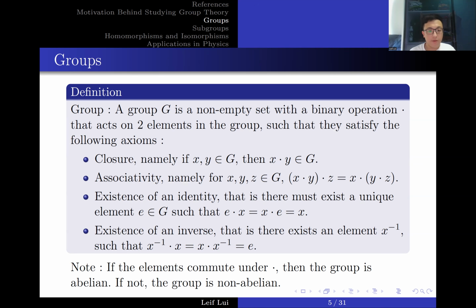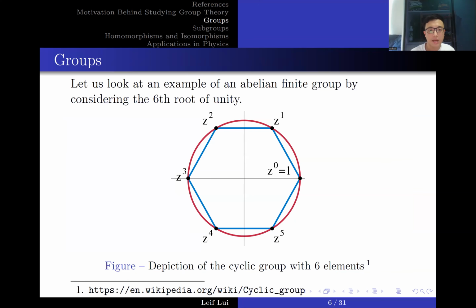And one final note is that groups come in two different types. If the elements commute under the binary operation, then the group is abelian. If not, the group is non-abelian. This concept may be difficult to grasp at first, but I will do some examples to demystify these abstract concepts. So let us look at an example of a finite abelian group.